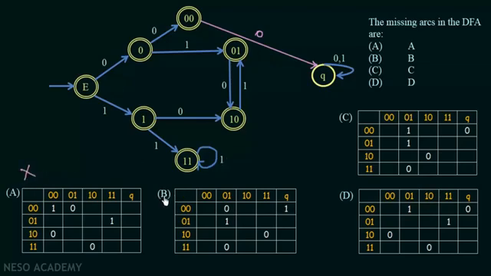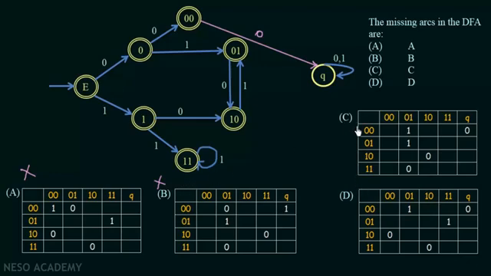Now in option B, if you look at this, in state 0,0, if you get input 0, it is also sending it to 0,1, which is not acceptable. We have to send it to state Q. So B is also wrong and it is out of our consideration.